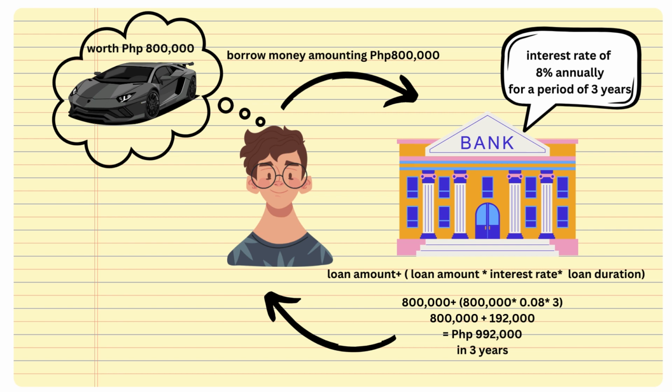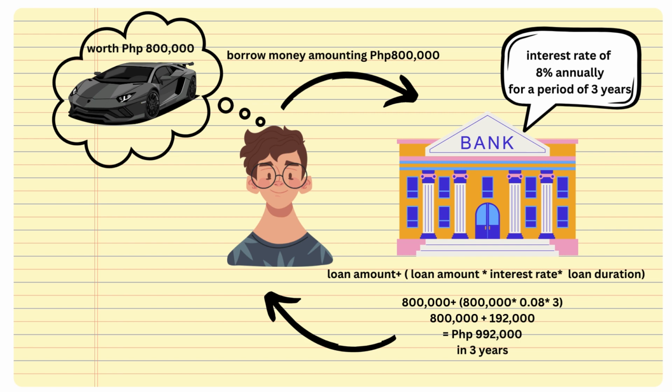Loan amount plus loan amount multiplied by the interest rate. So 800,000 plus 800,000 times 8%. So 800,000 plus 64,000. So 64,000 is the nominal interest of Kenji annually. However, he decided to pay it for a period of 3 years, so the amount 64,000 will be multiplied by 3, which is the loan duration of Kenji.